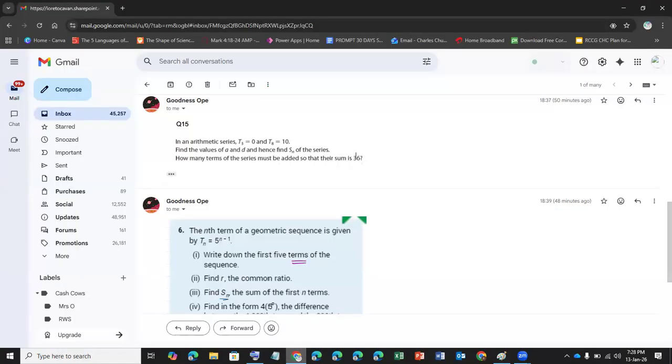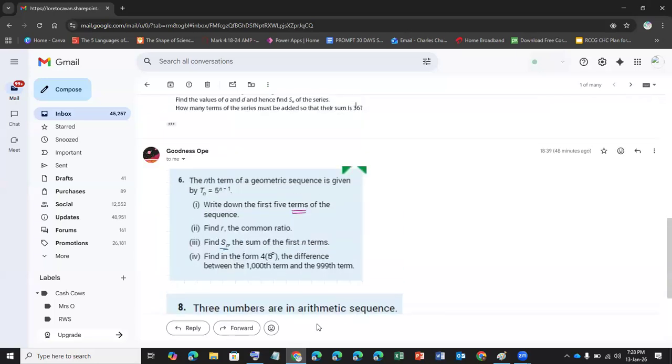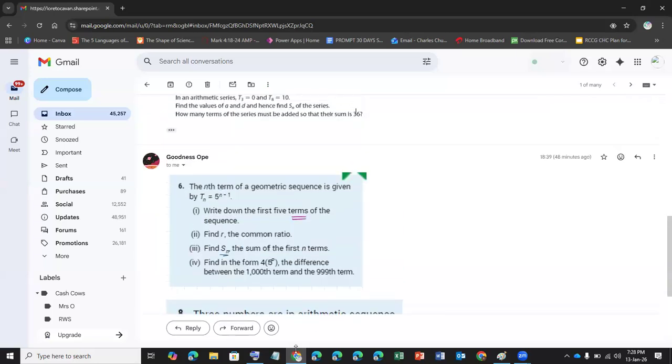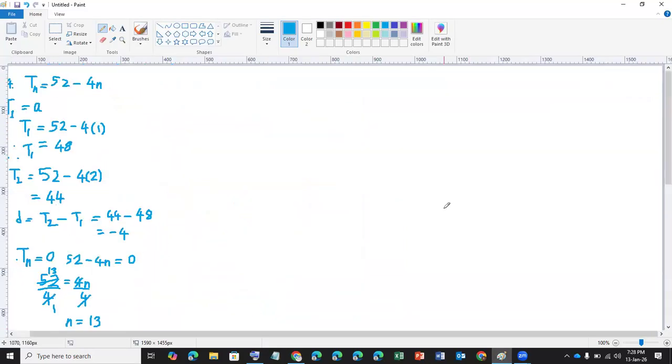Okay, the next one is a different question. The next question is coming with its own band of numbers. So let's go to the next one. The next one is a geometric sequence. All right, so let's handle it. I think I'll just come up here and draw.